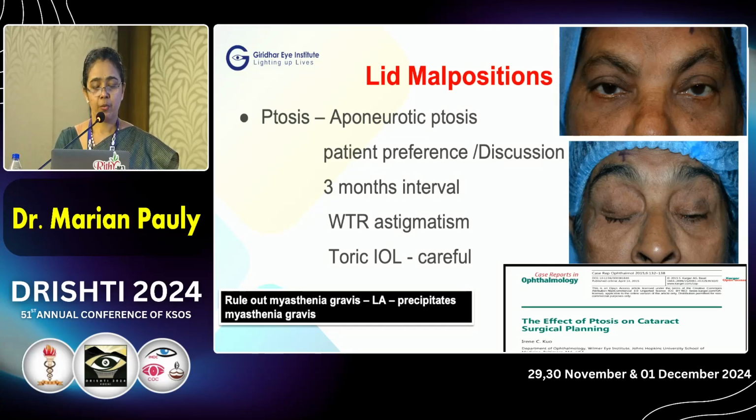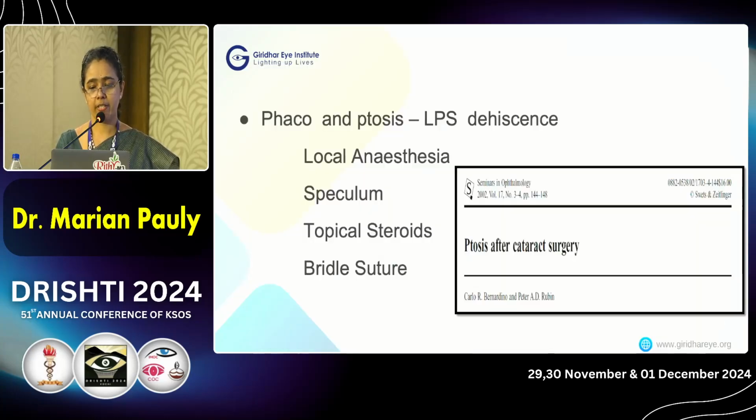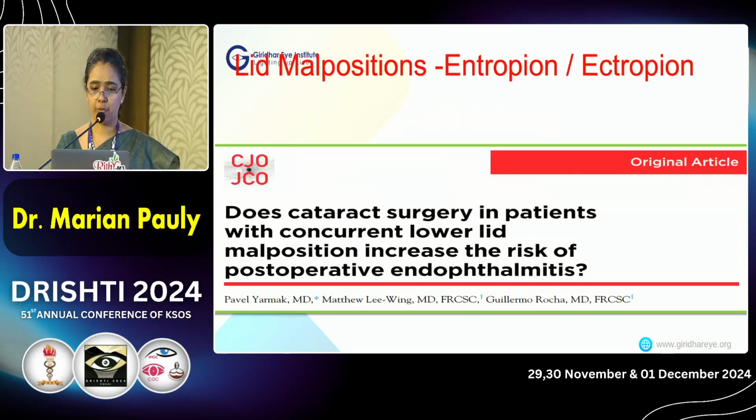And another thing is rule out myasthenia gravis, because if we are doing surgery under local anesthesia, that is a peribulbar block, it can precipitate myasthenia gravis. So this is one of our patients who after cataract surgery presented with total ptosis, and later we diagnosed it as ocular myasthenia. So considering phaco and ptosis, you can have ptosis aggravation after phacoemulsification. If it is done under local anesthesia, the speculum can cause ptosis, topical steroids can cause ptosis. Bridle suture is hardly used nowadays, but still it can also induce ptosis.